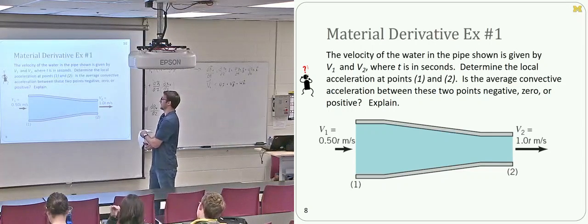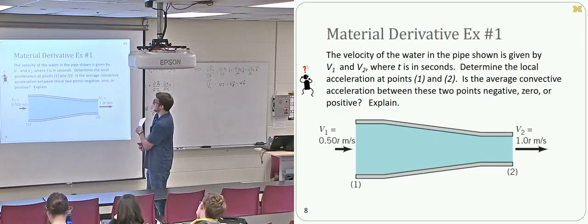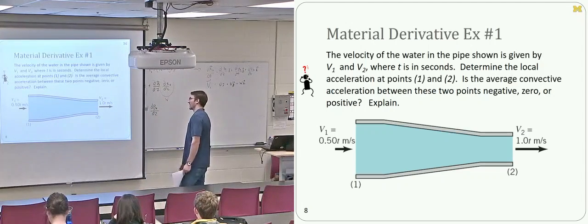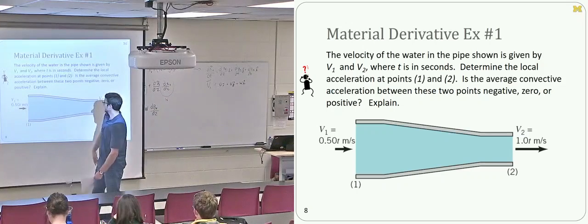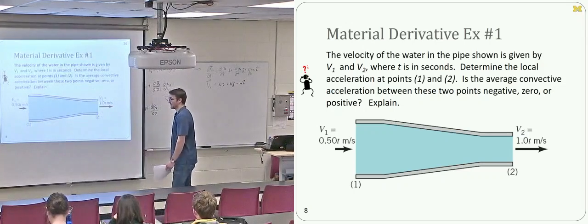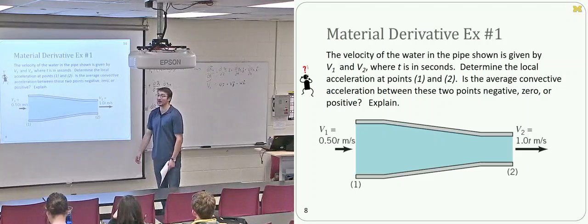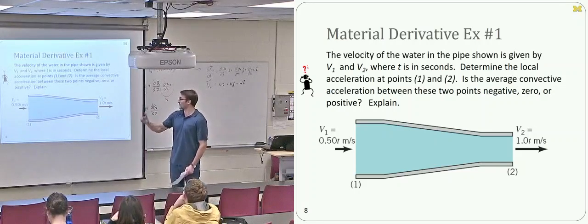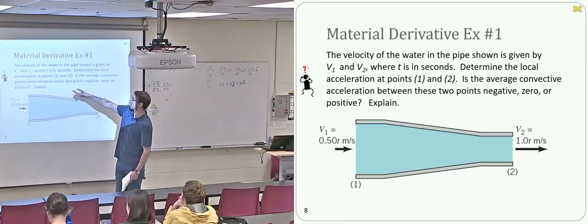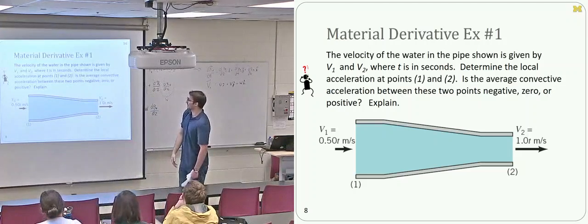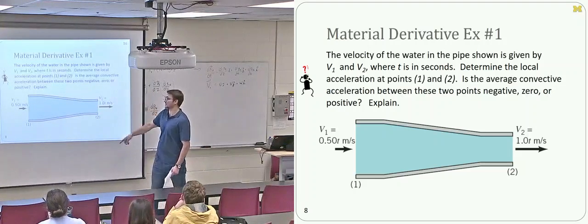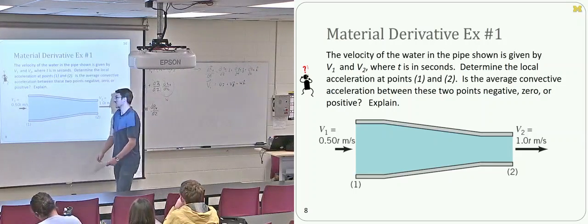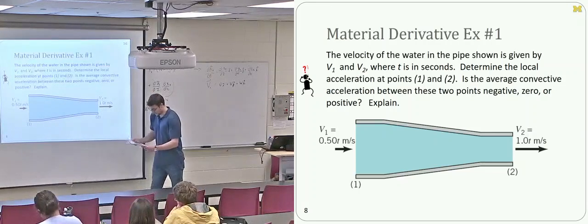So, let's do another example here. What we've got here is a converging nozzle, or just a narrowing pipe, with an inlet velocity of 0.5t meters per second and an outlet velocity of 1t meters per second, where t is in seconds. Step 1 is we're going to determine the local accelerations at points 1 and 2, and then figure out what the average convective acceleration is between points 1 and 2, because these are the two components that make up the material derivative.